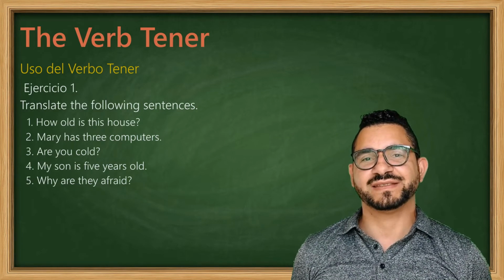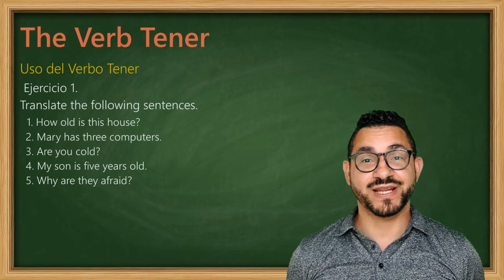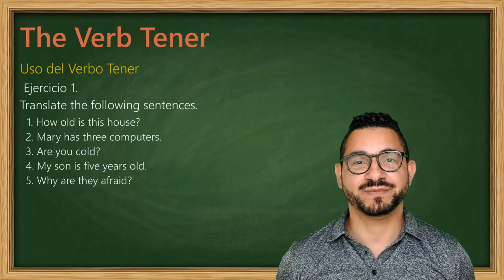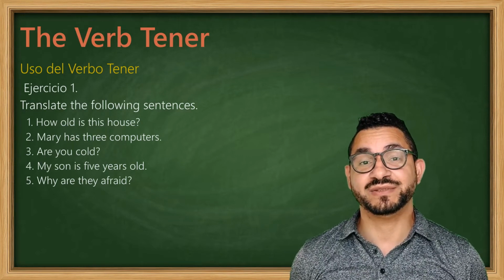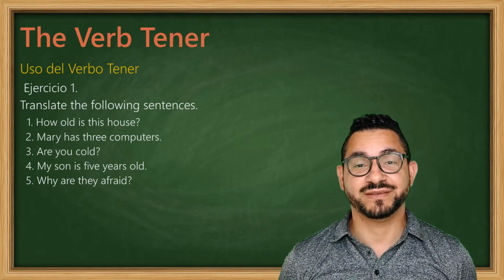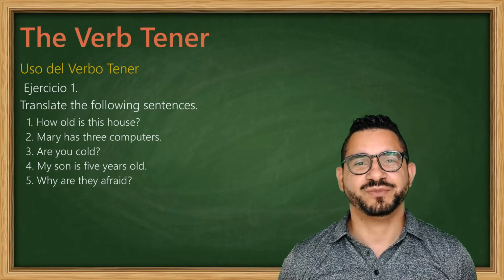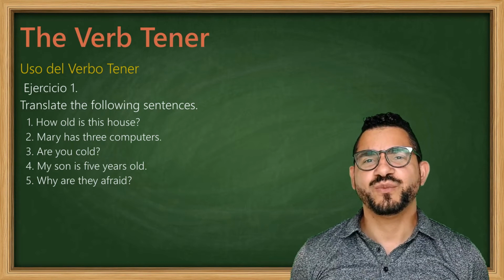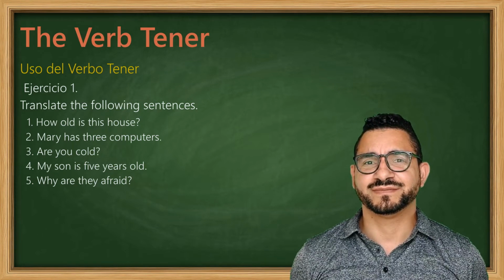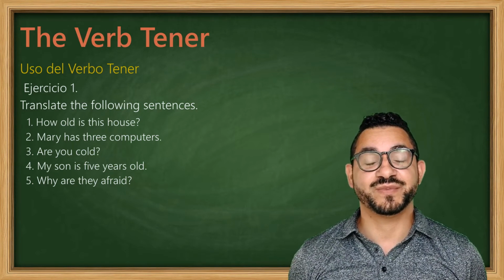Let's do some practice. Let's translate the following sentences. Ready? Let's go. Number one, how old is this house? Number two, Mary has 3 computers. Number three, are you cold? Number four, my son is 5 years old. Number five, why are they afraid? Feel free to pause the video while you practice.